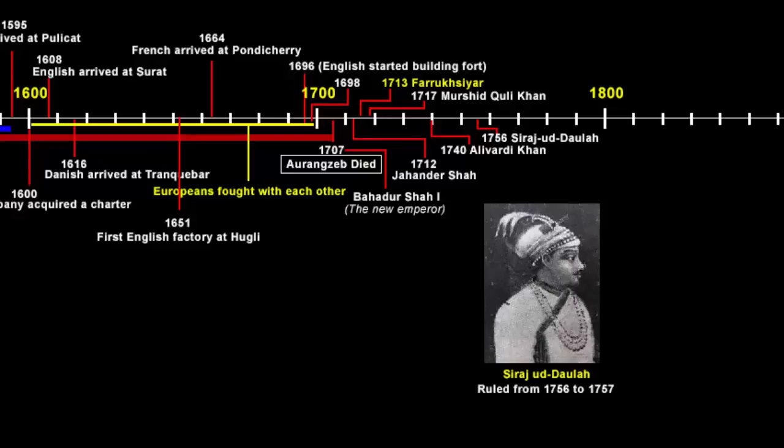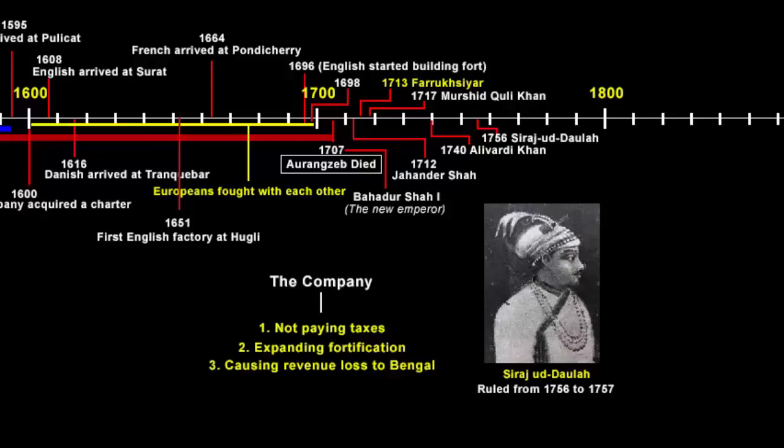So if at all a question comes, what were the reasons behind or what led to the conflicts between the Nawabs of Bengal and the English company? The answer would be the company was not paying taxes, they were expanding their fortification, they were causing the Bengal government heavy loss of revenue, they were writing disrespectful letters and trying to humiliate the Nawab and his officials. So these were the reasons behind the conflict between the Nawabs of Bengal and the English company.